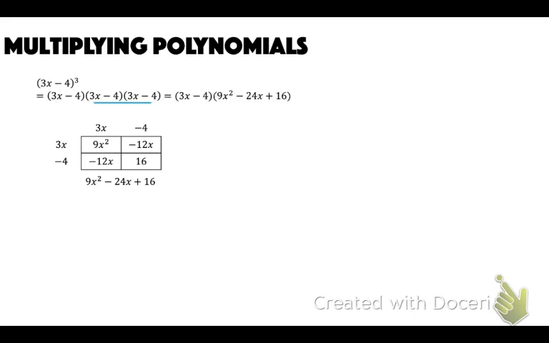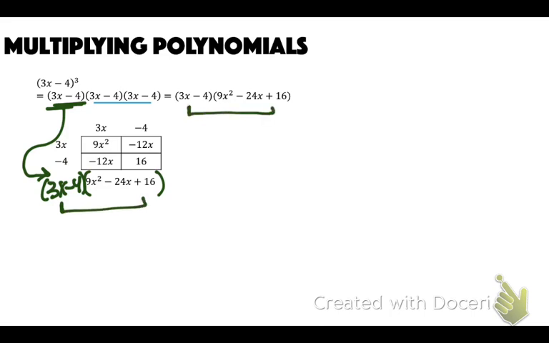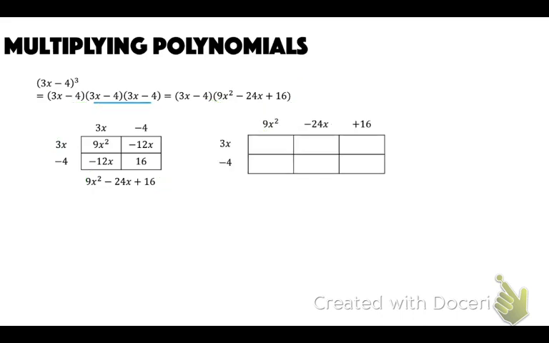Now I still have that 3x minus 4. Why do I keep messing that up? So this, I could have just written it down here. And I need to multiply these 2 together, or I just redid it up here because these 2 right here became this one right here. Okay, so now I'm going to multiply a binomial by a trinomial. So I have 3x minus 4 times 9x squared minus 24x plus 16.